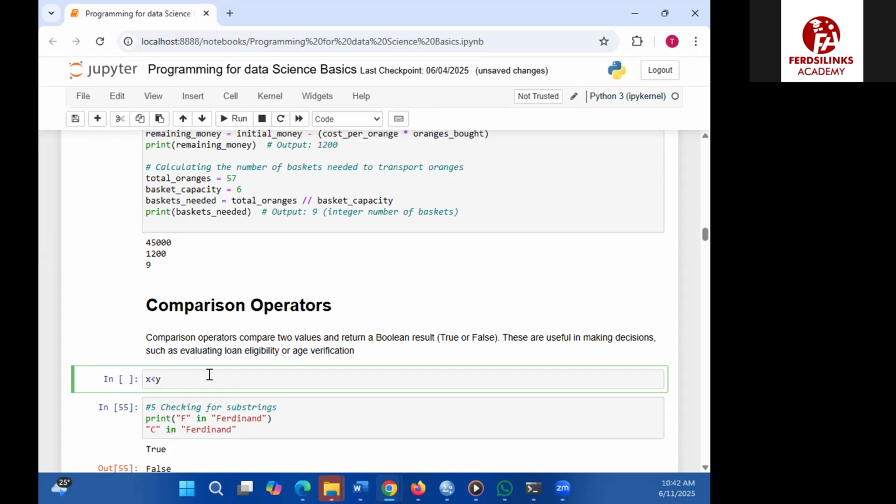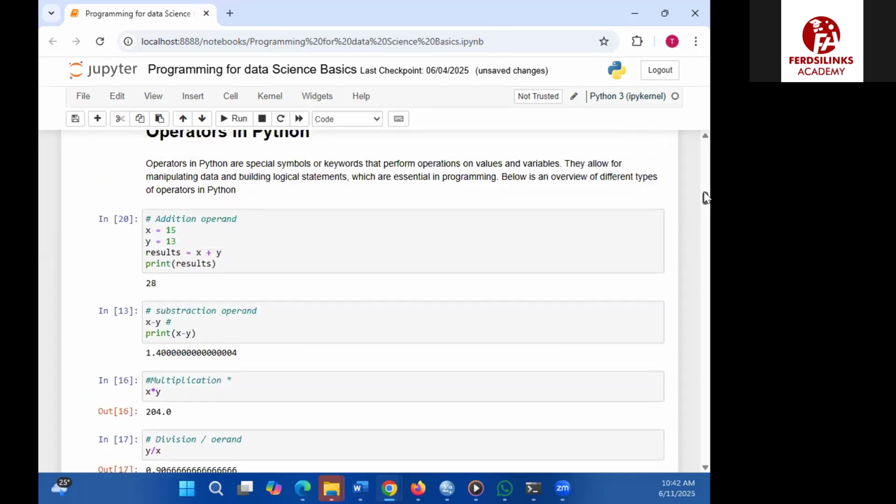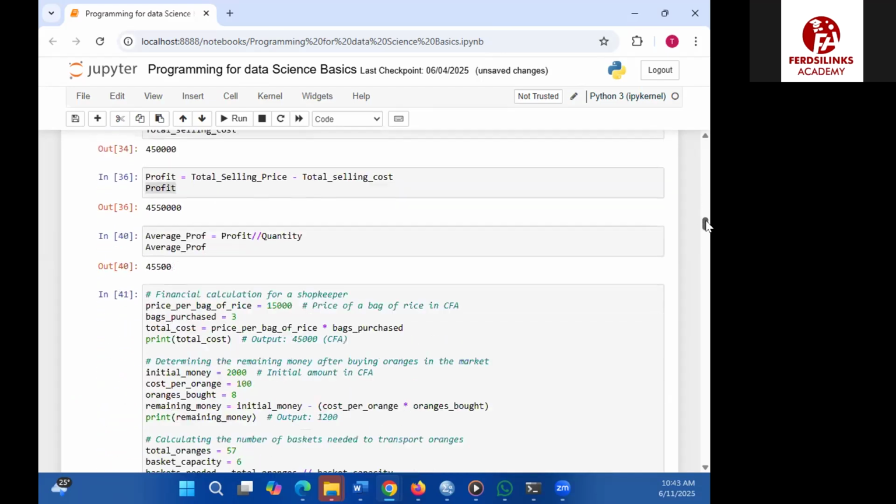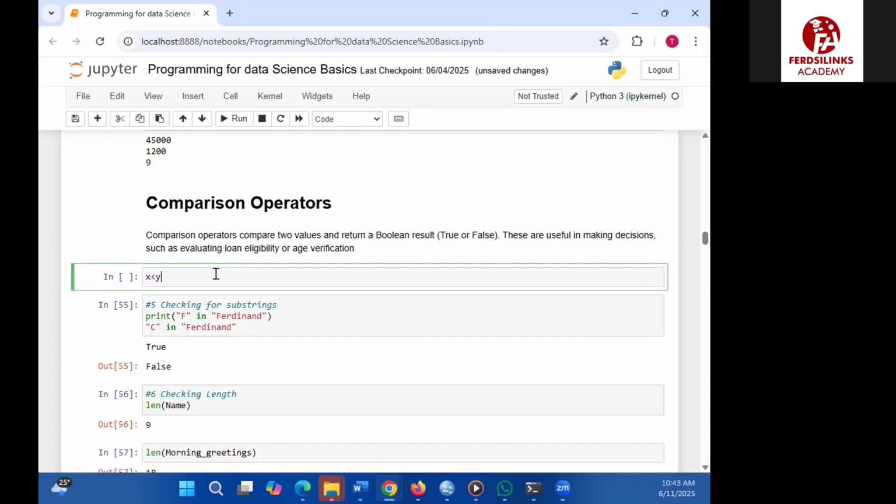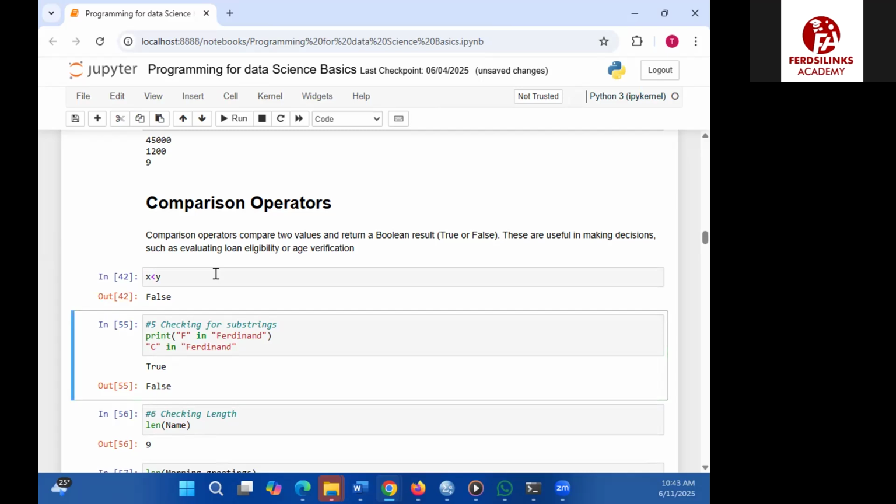What should be the answer? X is 15, y is 13. Is x less than y? What should be the answer? Because the answer needs to be a Boolean. I didn't get you. This is our x here. Our x was 15 and y is 13. So the answer should be what? The answer is False. Remember that F is capital F. The answer is False because x is not less than y. X is greater than y, right?